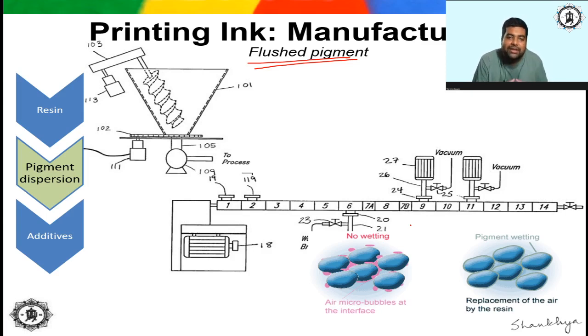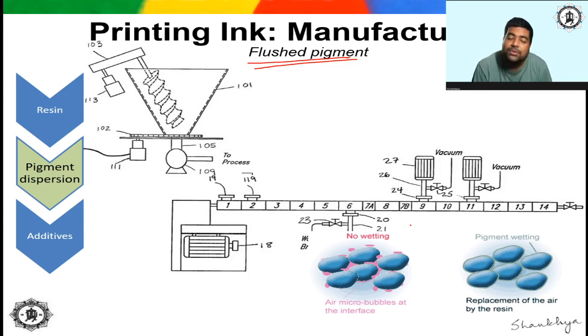The last step involves this: once the water is removed, there may again be a chance that the pigments will start to coagulate. Now, in order to prevent this from happening, what is done? Resin is charged inside this pigment chamber. So what happens? The space which was initially covered by air and then water, the pigment particles are now coated uniformly with the help of resin.